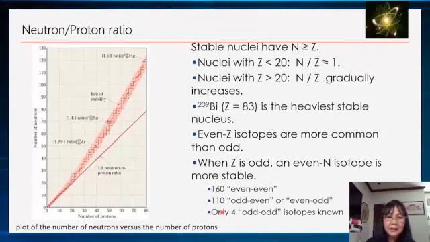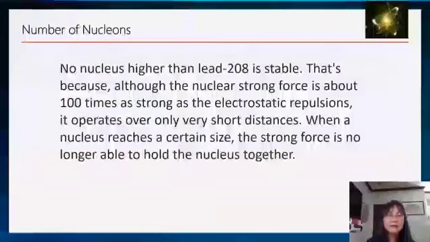And 110 stable isotopes with odd-even or even-odd combination of protons and neutrons. And there are only 4 odd protons, odd neutron isotopes that are known to be stable. So most of them are radioactive. Those are some criteria that we can consider in order to predict whether a particular isotope is going to be stable or not. So no nucleus higher than lead-208 is stable.